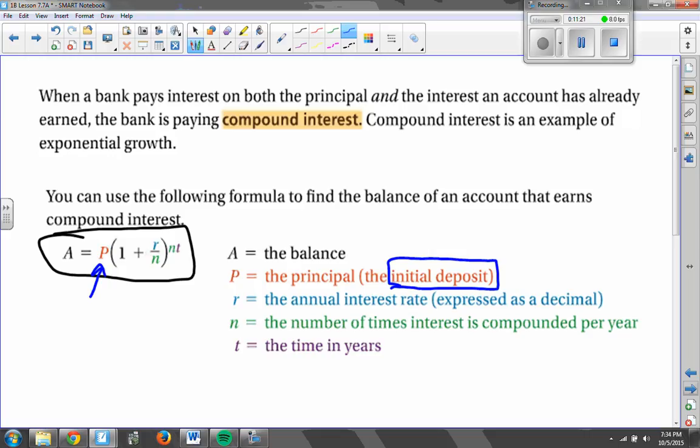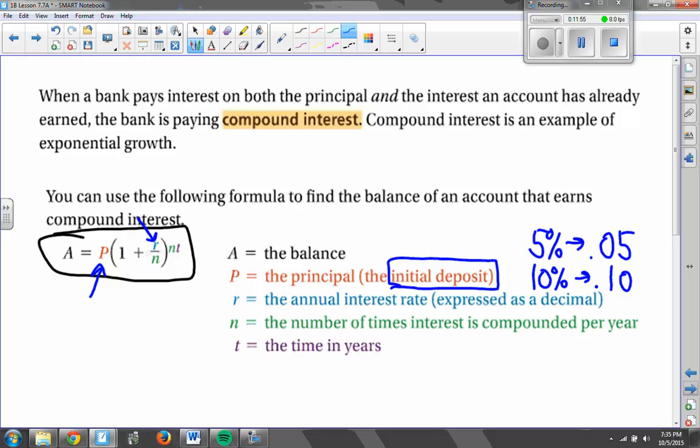It's a rather complicated formula, but the r that we see right here, that little blue r, is the annual interest rate as a decimal. So for example, if our interest rate is 5%, that means 0.05. If it's 10%, that means 0.10. So we are always expressing our percents as decimals.